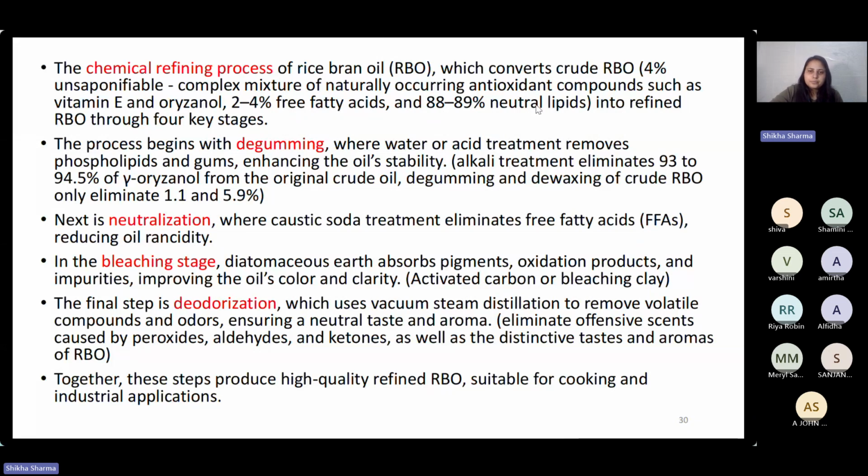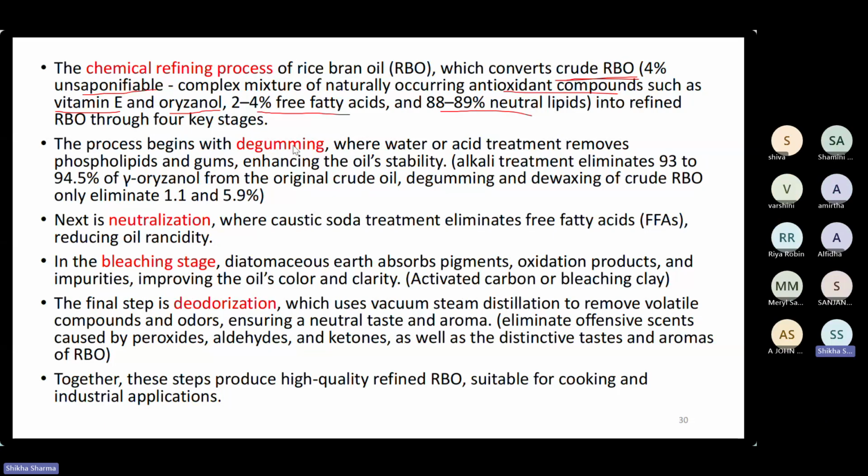So the chemical refining process of rice bran oil: the crude rice bran oil has 4% unsaponifiables, meaning complex mixtures of naturally occurring antioxidant compounds such as vitamin E. Then second is the oryzanol. This 4% unsaponifiable compounds are there. Then 2 to 4% free fatty acids, and 88 to 89% neutral oil is there in the crude rice bran oil. So it is refined in these four processes.